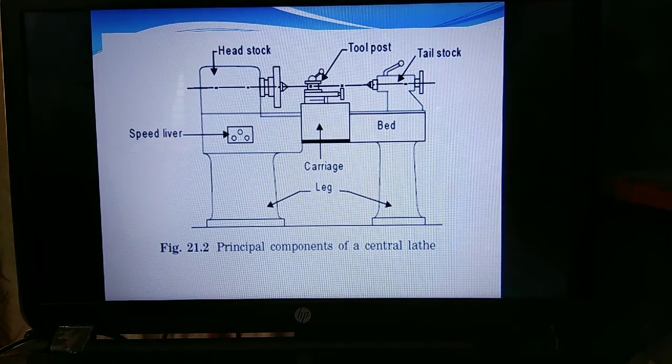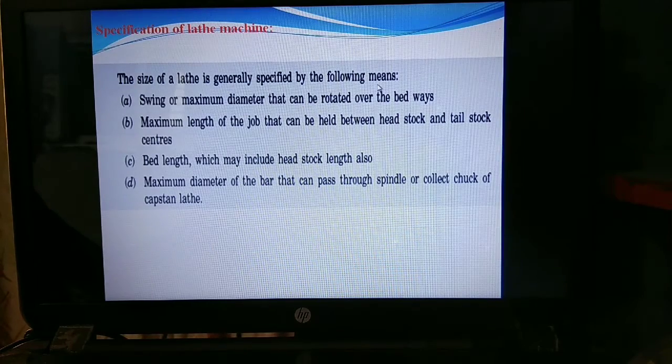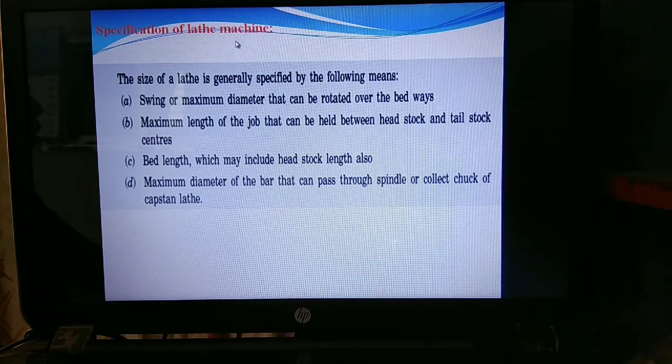This is the figure of the lathe machine. The principal components are shown here. The headstock is on the left side, the middle portion is the tool post, and the right portion is the tailstock. There is the bed. This is the specification of the lathe machine.